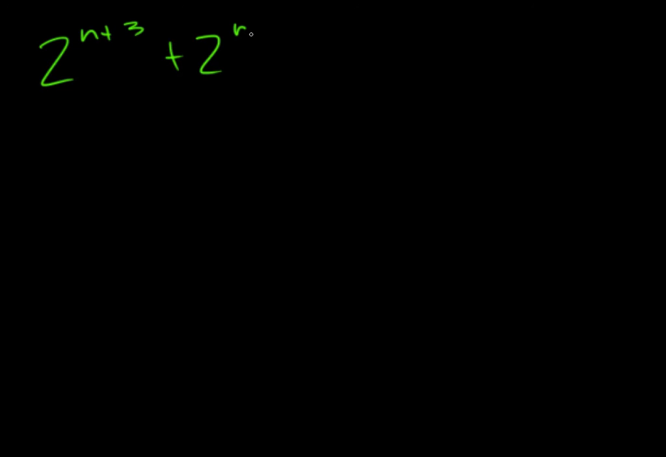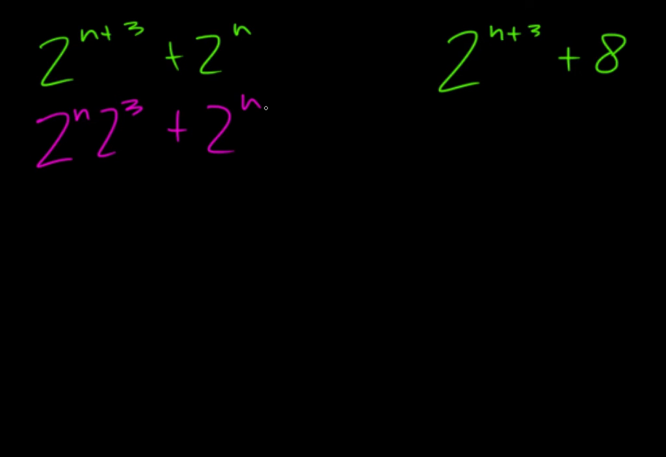Okay. This one wants us to factorize. I'm going to write the next one down too, so we can just jump into that one. Okay, so the first step is remembering that when we add exponents, that really meant that we were multiplying before. So 2 to the n, 2 to the 3, plus 2 to the n. So if we look at both of these pieces, they have 2 to the n in common. And so we can factor it like that.